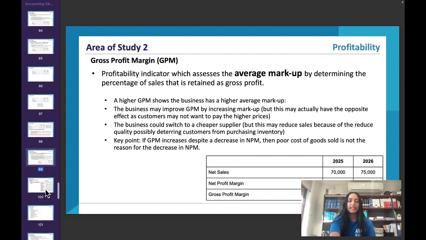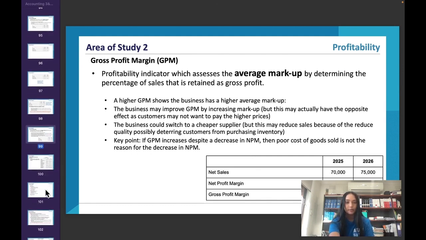Gross profit margin assesses the average markup of the business by determining the percentage of sales retained as gross profit. A higher gross profit margin shows that the business has a higher average markup, which is a good thing to have because it means you're earning more compared to how much you purchased your inventory for.